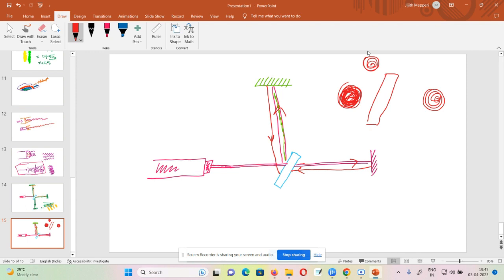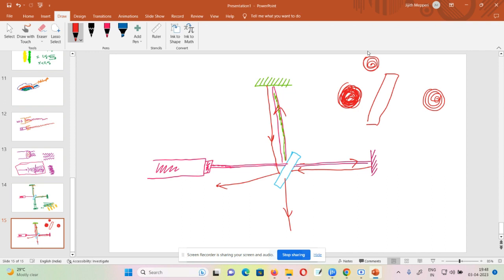So the intensity will be less, and while coming back, the same thing will happen again. We will think that these mirrors are perfect mirrors. Out of these 50, 25 will reflect this side and 25 will transmit here.